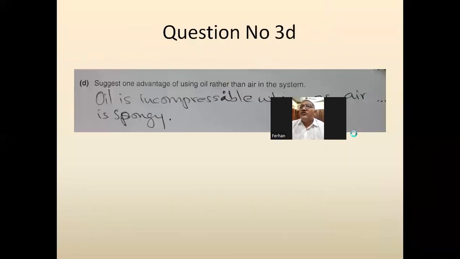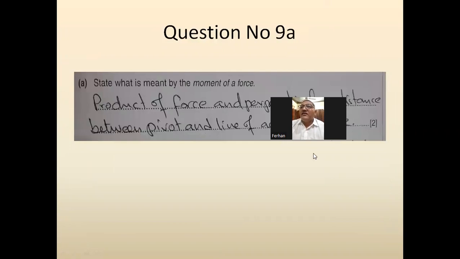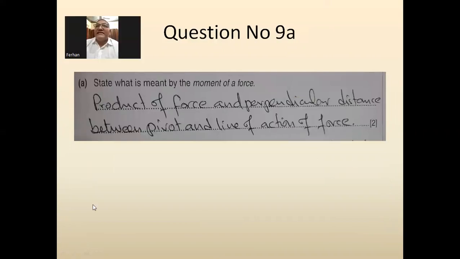So let's go to question number 9. Okay, so here we go. Our answer is coming up on your screen. It says: product of the force and perpendicular distance between the pivot and the line of action of the force. Moment is the product of the force and the perpendicular distance between the pivot and the line of action of the force.